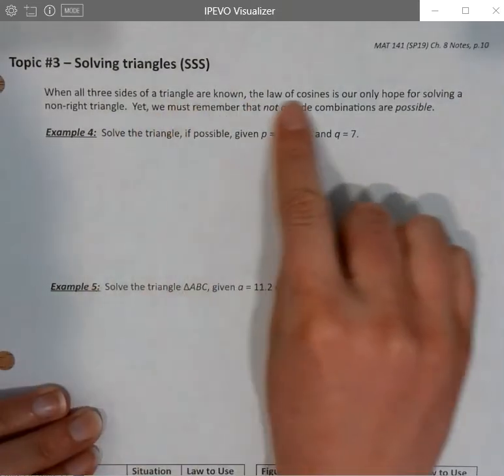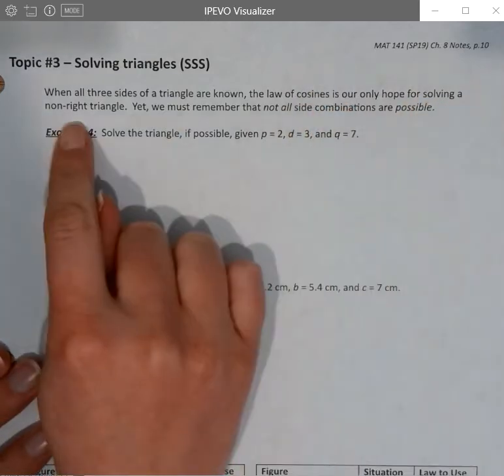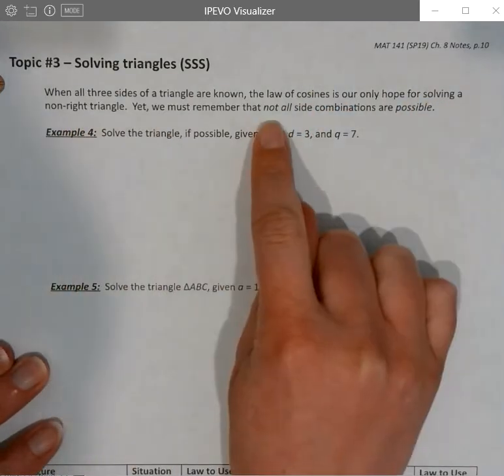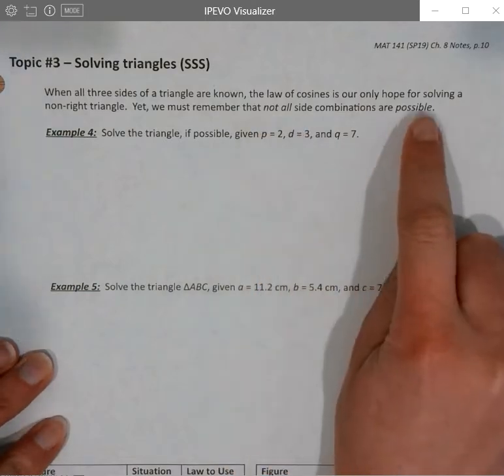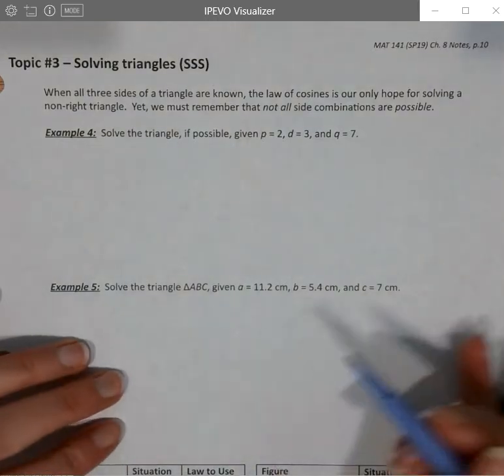Okay, so when all three sides of a triangle are known, the law of cosines is our only hope for solving a non-right triangle. Yeah, we must remember that not all side combinations are possible. So we may have a side-side-side combination where it's just not going to work. Like the sides are just not going to fit together. So let's try this one.